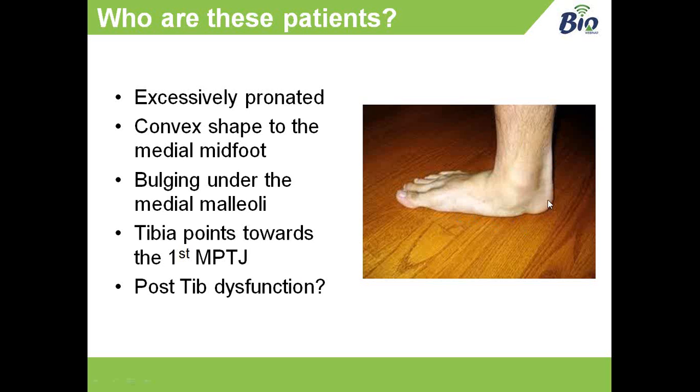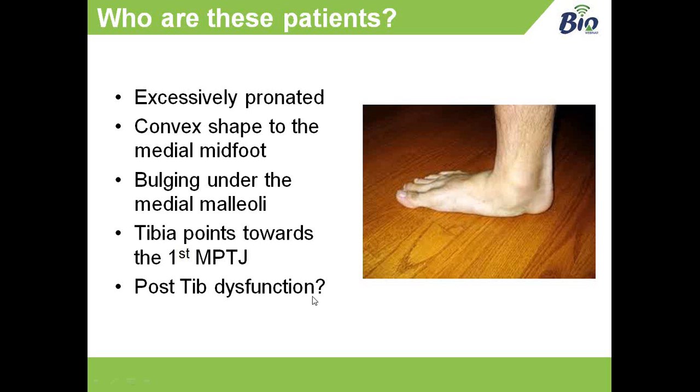If we looked at this patient from behind, down the back of the Achilles, and looked at the back of the heels, what we tend to also see is a bulging underneath the medial malleoli on both sides. If we then came around the front and looked at the tibias, you tend to see that the tibia would want to point more towards the first metatarsal phalangeal joint. And again, that's for the same reason as the convex shape of the foot. It's due to the medial rotation of the talar head on the subtalar joint axis.